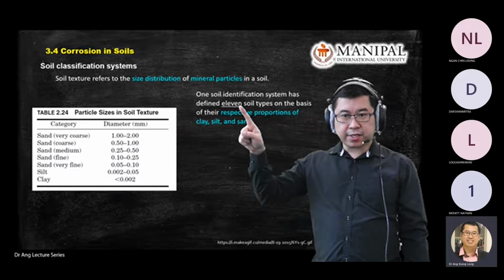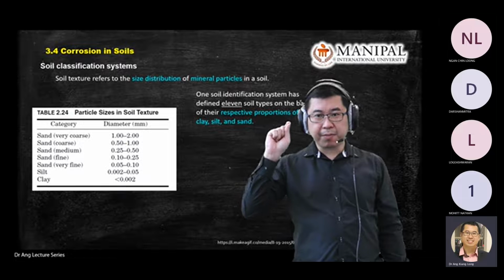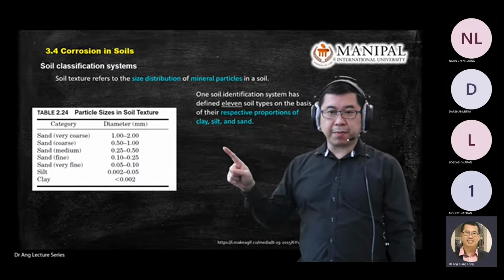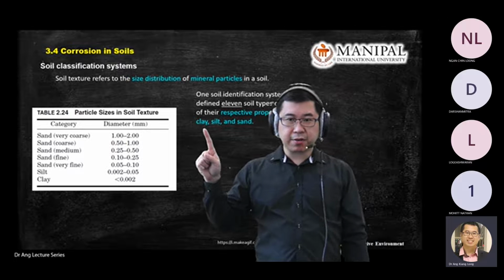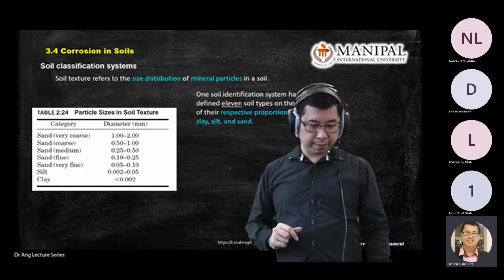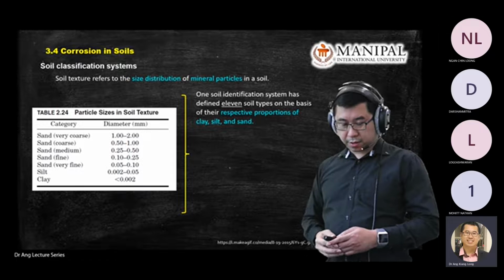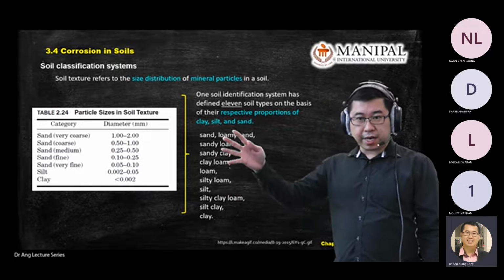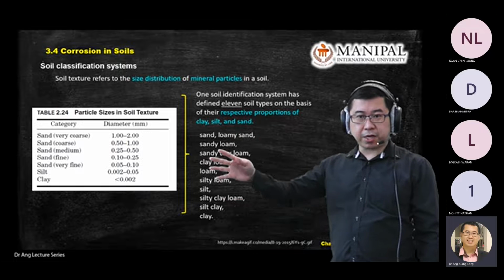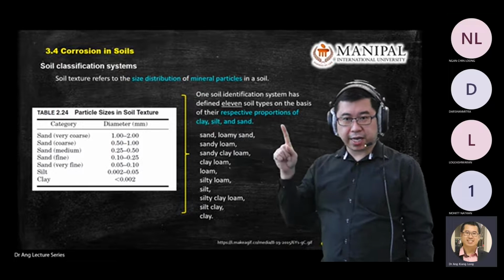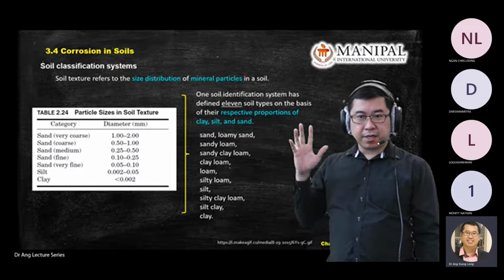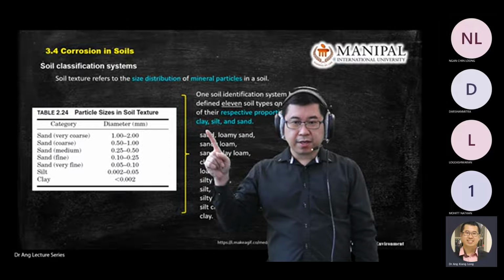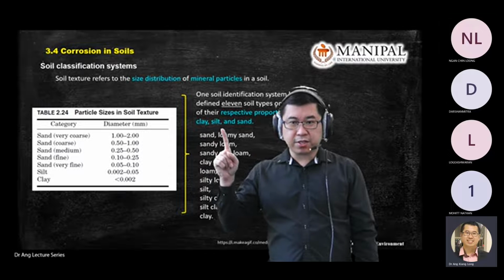So there's one system that identifies the type of soil. They have 11 types by looking at the percentage of clay, silt, and sand. These are the names for the identification system for the type of soil that you have. There are 11 types of names that consist of clay, silt, and sand.